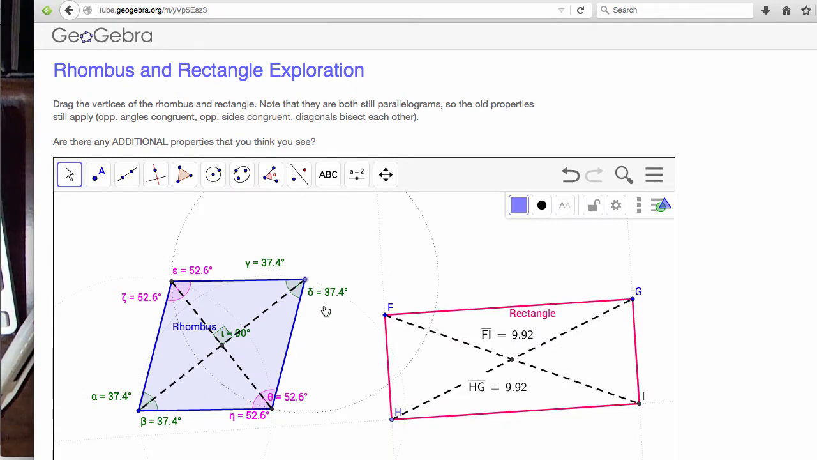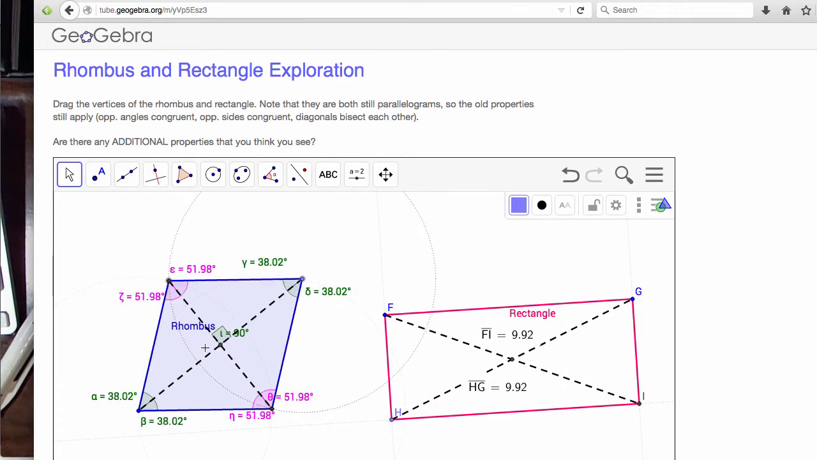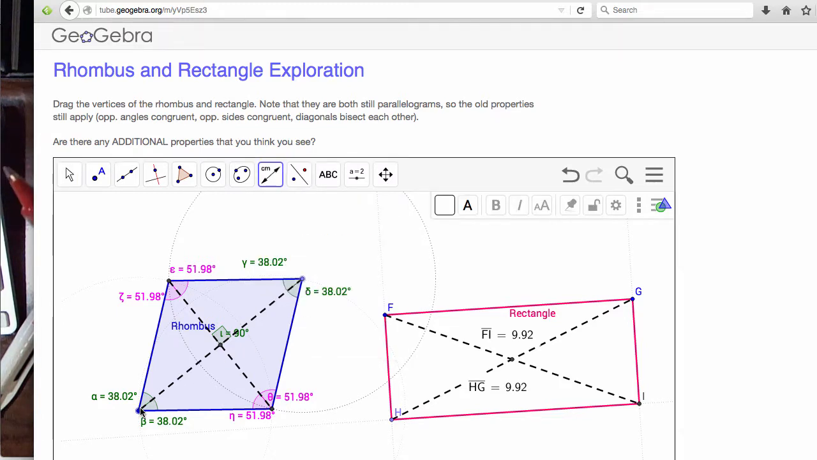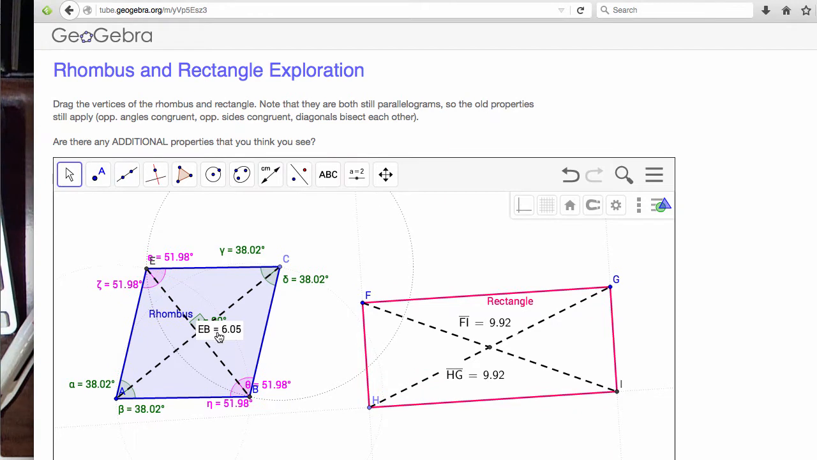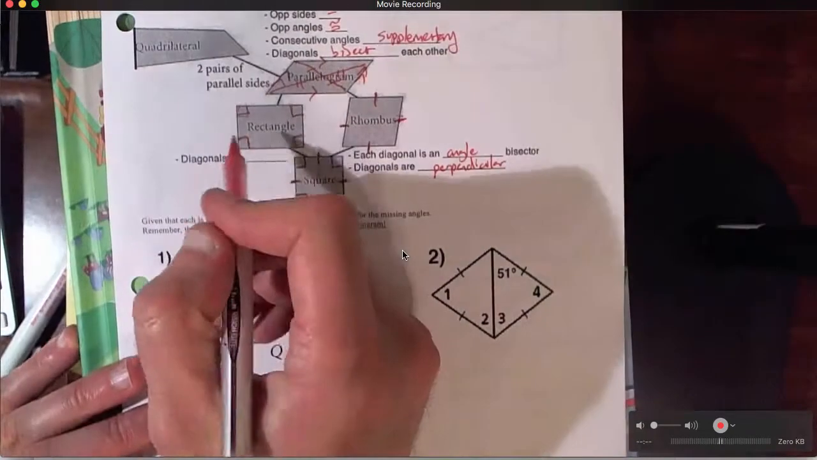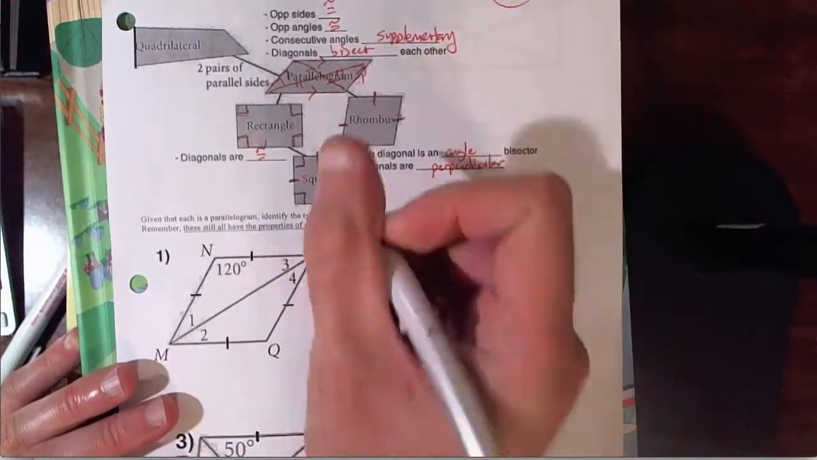Notice that's not true of the rhombus. This is not equal to this. You can check it by looking at the length here. Let me find the distance. This distance here, 7.74, is not the same as this distance here, 6.05. So this does not have the same features. These are always going to be the same. So let's write that down. The diagonals of a rectangle are congruent.